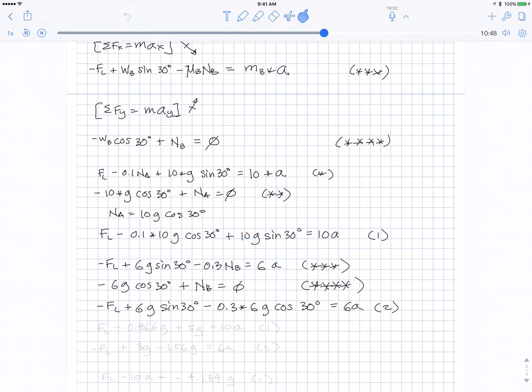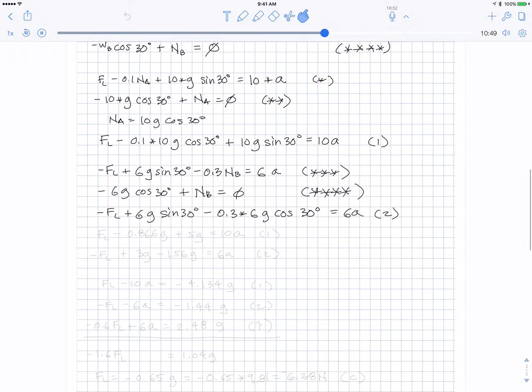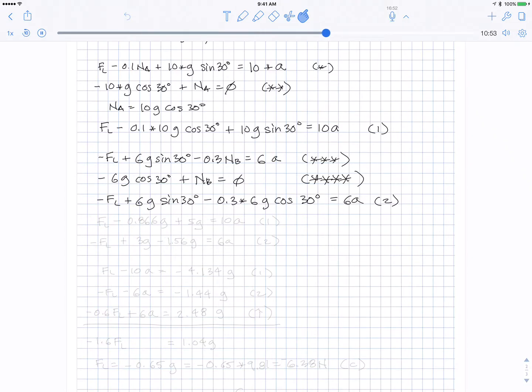That's the new equation 2. So there are two unknowns in these equations, A and the force of the link, and we're asked to find the force in the link. So we'll just solve those two equations for the force of the link, and we'll go from there. I'm going to simplify the equations first to make the algebra a little easier.